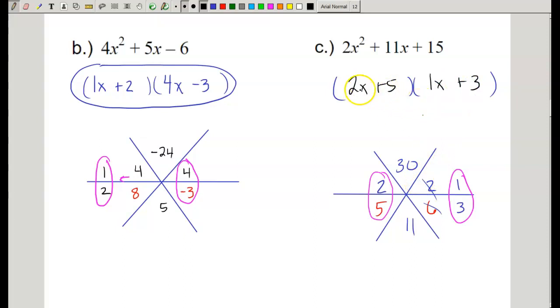So we can always double check that by multiplying this out. What I always do is, if I just look at the outside plus inside, I just make sure that adds up to 11 if I want to double check, right? 2x times 3, well, that's 6x. And the middle term is 5 times 1x, so that's 5x. And yes, those do add up to 11x, so I'm pretty confident that is the right answer. And that's what you should have gotten for C.